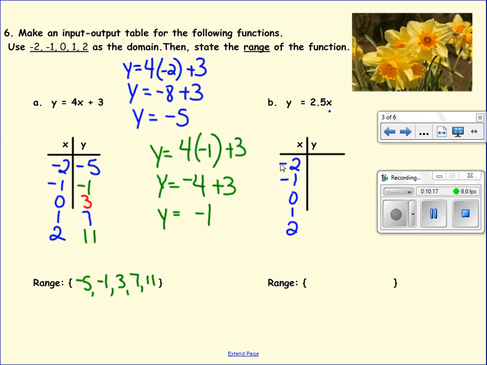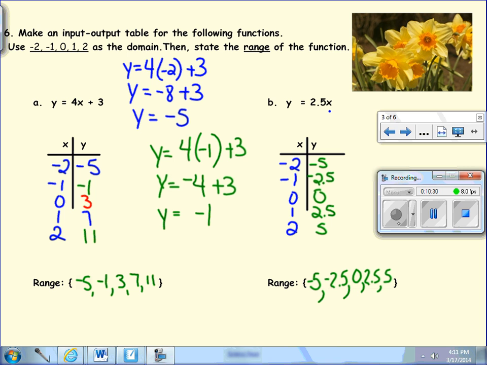So you're going to plug in -2 times 2 and 5/10, -1 times 2 and 5/10, and so on. I'm going to pause the video so we can come back and check our answers. Now our output, the range, would be -5, -2 and 5/10, 0, 2 and 5/10, and 5.